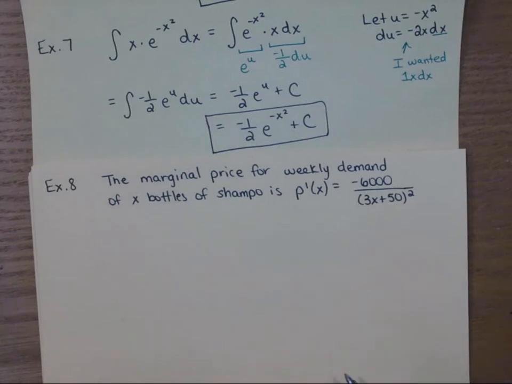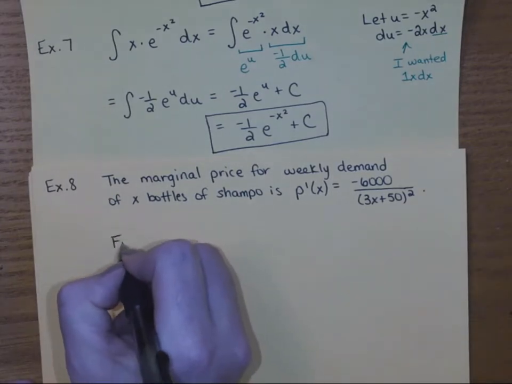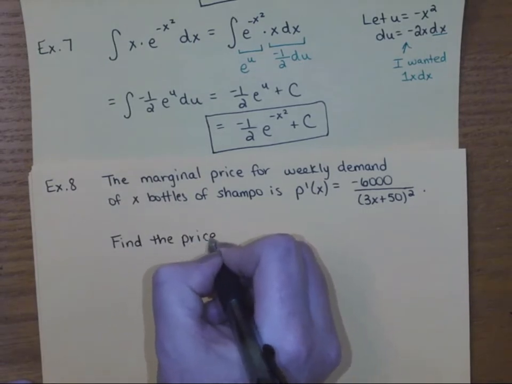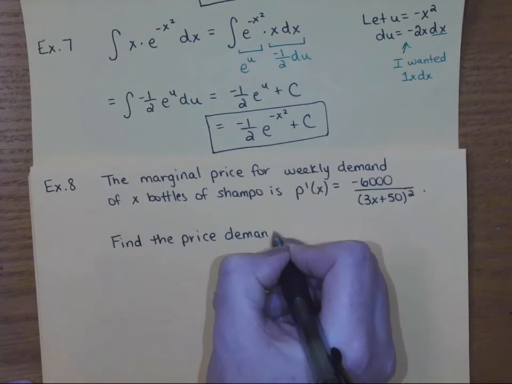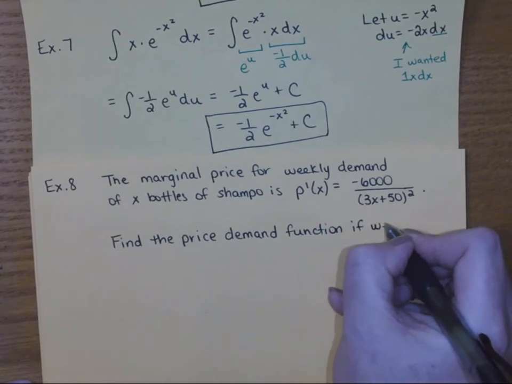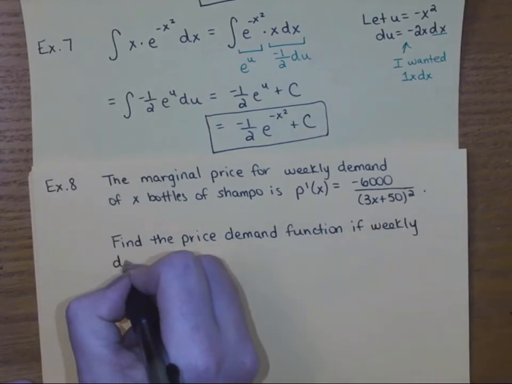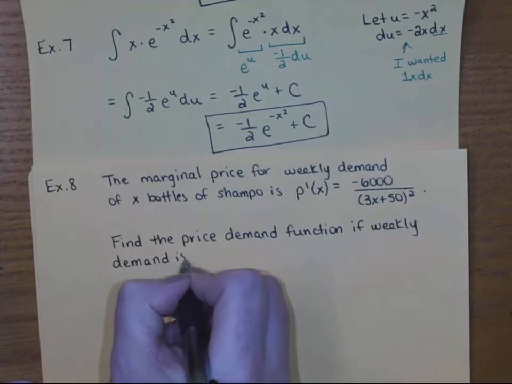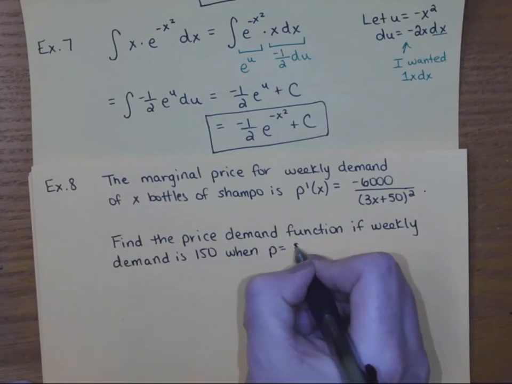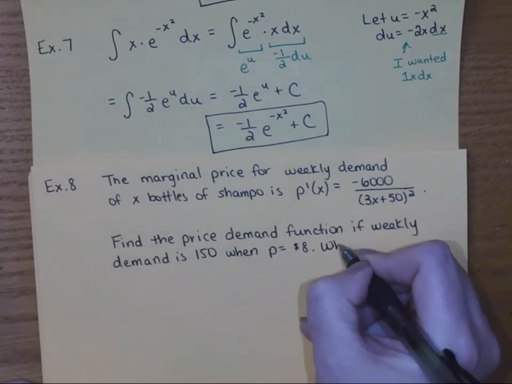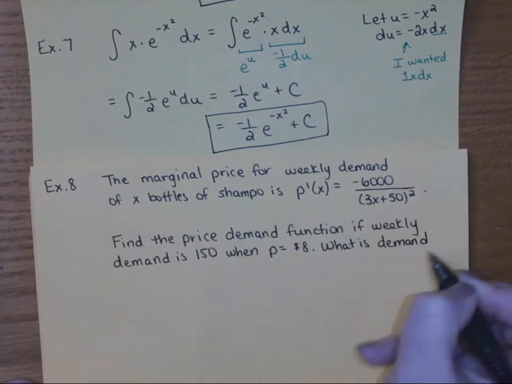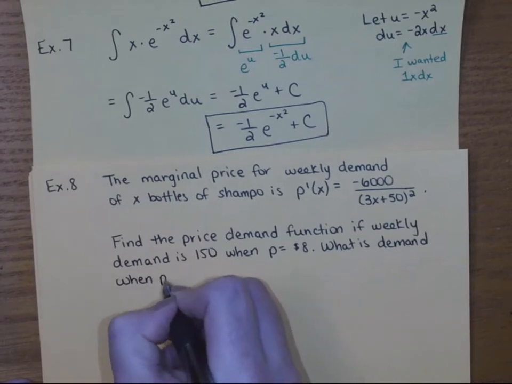So notice I'm giving you the derivative, right? And what I'm going to ask you to find is the original. In other words, the regular old p of x, not p prime. So find the price demand function, if the weekly demand is 150 when the price is 8. And then lastly, once you get that equation, I want you to tell me what is the demand when the price is $6.50.